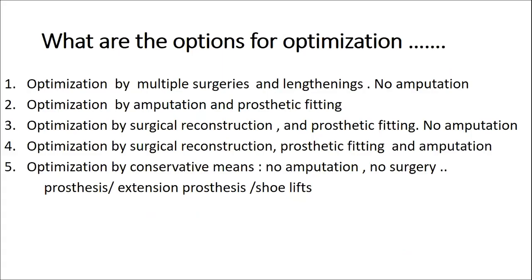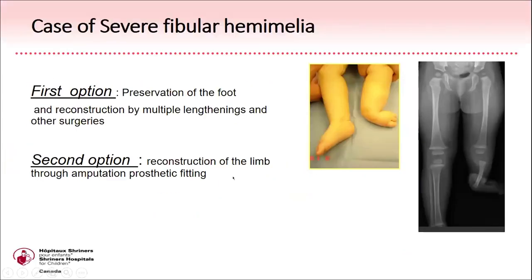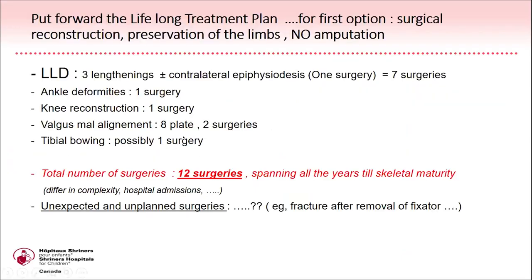After having examined, and after going with them through all the problems, we have these 5 options that I mentioned before. So the first option, which is preservation of the foot and ankle, after talking to them, we have to give them this. An example, in that specific case, the patient will need 3 lengthenings plus or minus contralateral epiphysiodesis. So that makes 7 surgeries. He might need a Super ankle, he might need a Super knee, he might need hemiepiphysiodesis surgery.